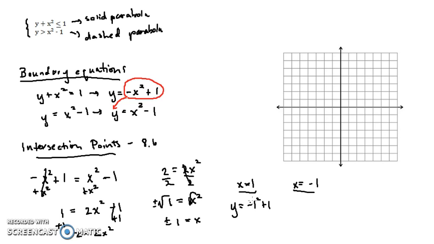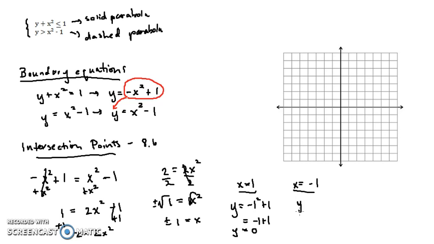Now this negative is not inside the square. Remember, we talked about that before, order of operations. We're going to square it and then make it negative. So this is going to be 1 squared is 1. That's going to be negative 1 plus 1 is equal to 0.